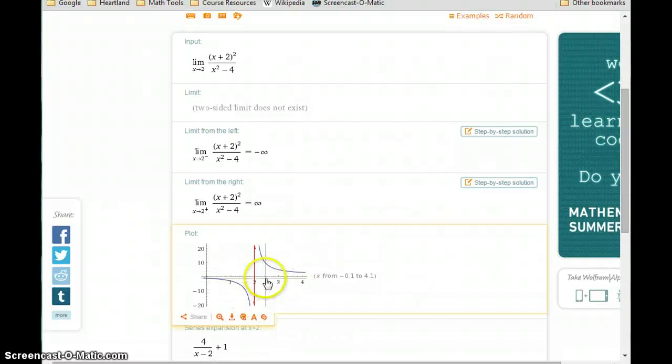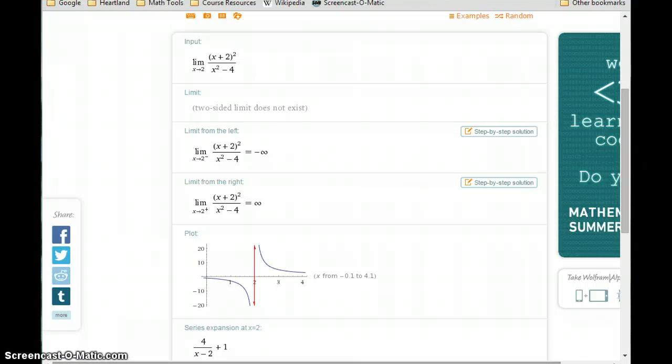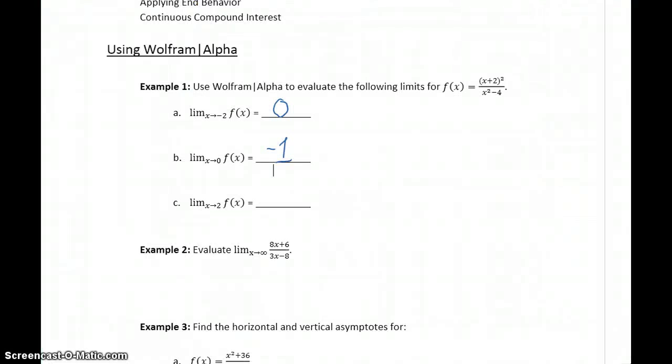So since the left-hand limit and the right-hand limit aren't equal to each other, all we can say in this case is that this limit does not exist. If we were asked a more specific question about the left and right hand limits, we could provide those answers of negative infinity and infinity, but in this case we can just say does not exist.